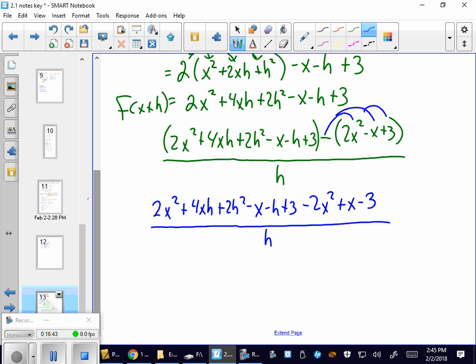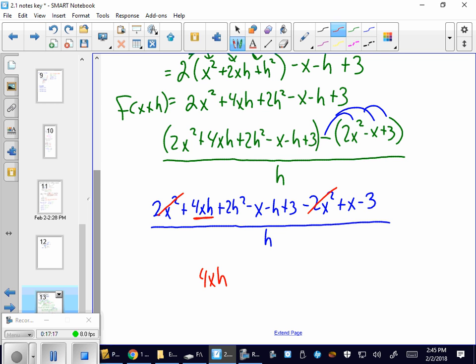Let's see if what I said was going to happen happens. If you look at the top, it's a whole bunch of stuff. I'm going to combine like terms. I got a 2x squared out in front, but I have a negative 2x squared off to the right. So 2x squared minus 2x squared is 0. Those two things go away. I have a 4xh. I don't have any other terms up here with an x and an h in it at the same time. So that's going to stay. So we'll write 4xh.